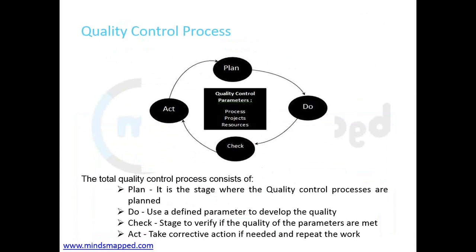And in the check stage, you start executing your test cases. That's why it says stage 2: verify if the quality parameters are met. So you execute the steps and see whether the functionality of the software matches the requirements from the customer or not. And in act, take corrective actions if needed and repeat the work. So once you see the functionality is not as per the customer requirements, you go and log a defect. You raise your voice like, okay, this functionality is not working as per the customer requirements. You're acting on that.